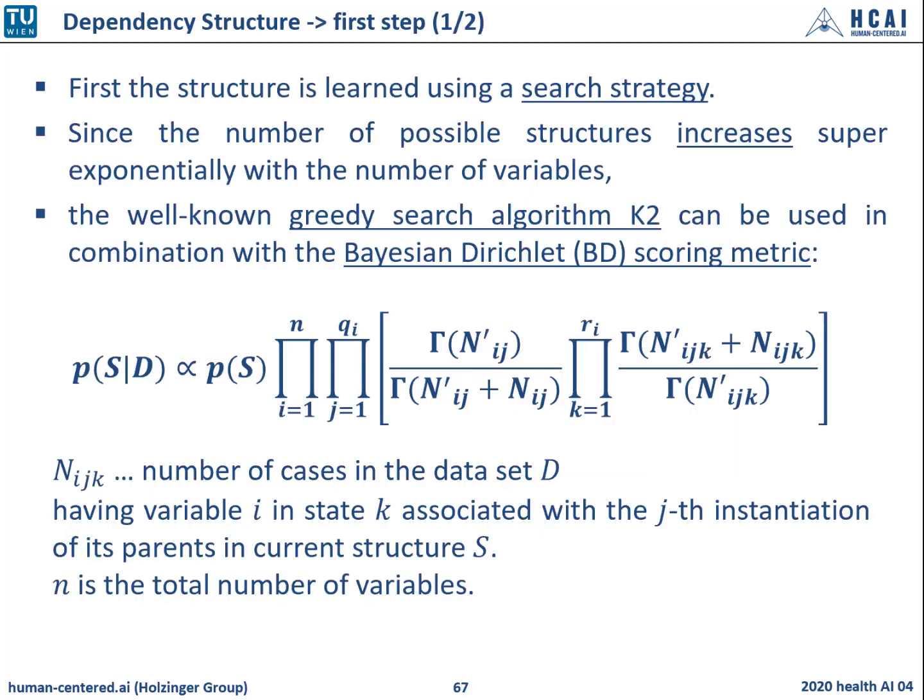Okay, so previously, we mentioned that the discrete valued Bayesian network consists of two parts.